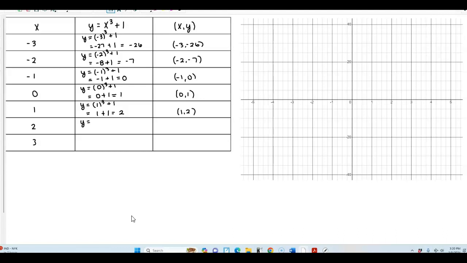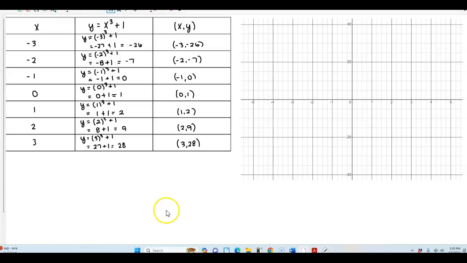The next value that we're going to plug in is 2. And that's 2 to the third power plus 1. So 2 times 2 is 4, times 2 is 8. And so 8 plus 1 is going to give us 9. So the ordered pair is 2, 9. And the last one is the value of 3. So that's 3 to the third power plus 1. Well, 3 times 3 is 9, 9 times 3 is 27, plus 1 gives us 28. So therefore we get the ordered pair 3, 28.